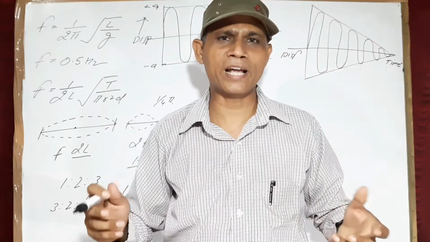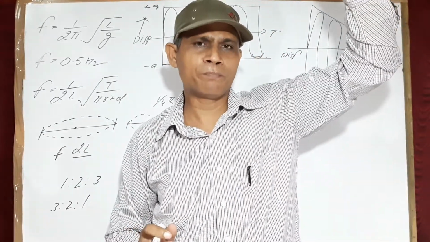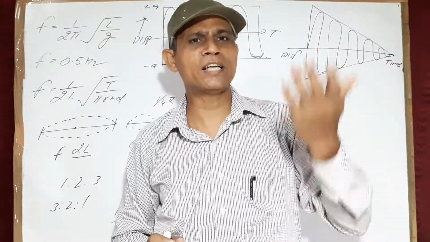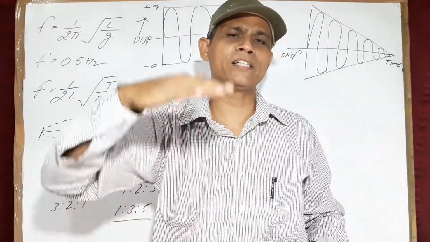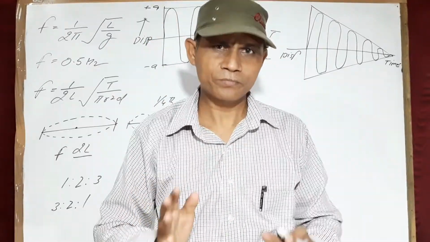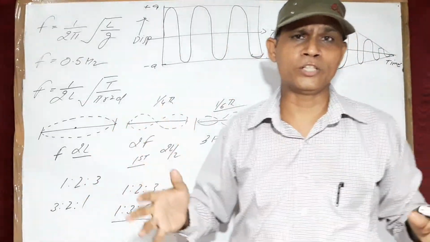One more example you can have, suppose you have a branch of tree and you just pluck it in the downward direction and then you release. Then what happens, it moves up and down in the air and ultimately the branch comes to rest. So that is also an example of damped oscillation.